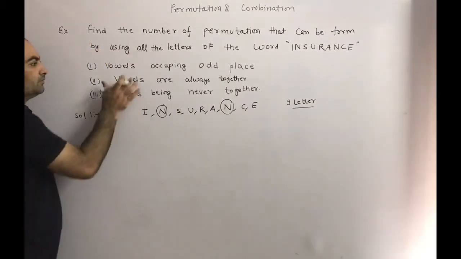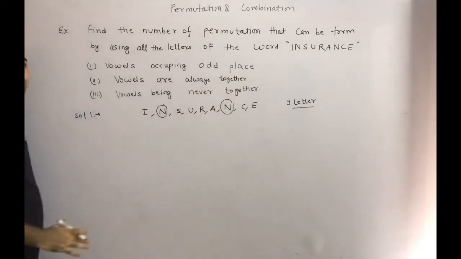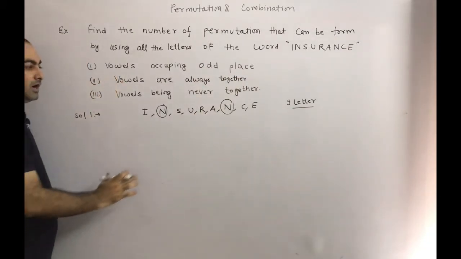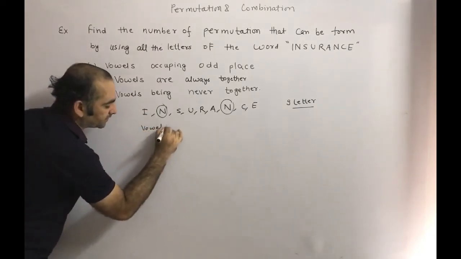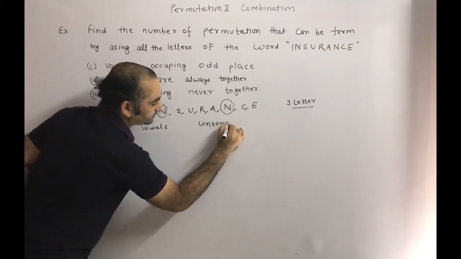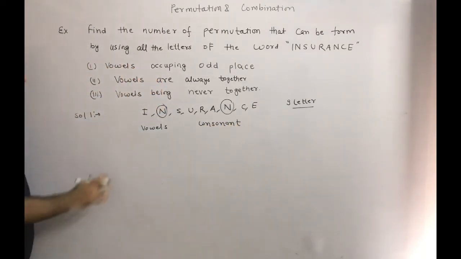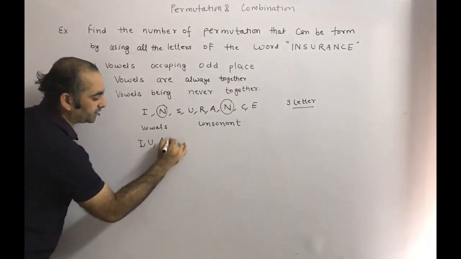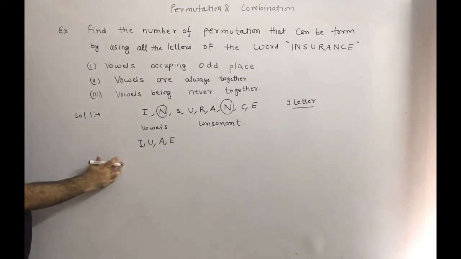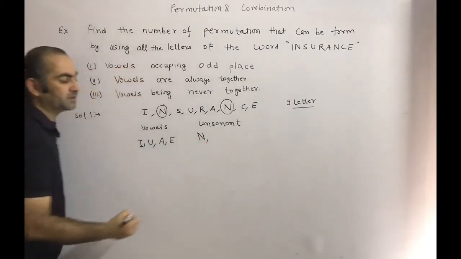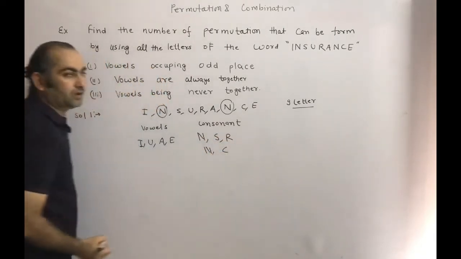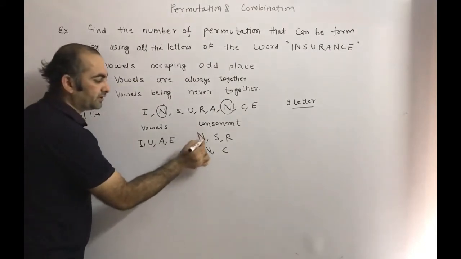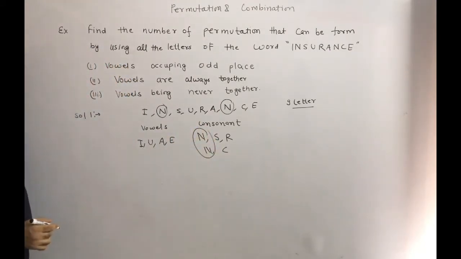Now in the first problem, vowels occupy odd places, so here we have to take care of vowels. That means out of 9 letters, first we have to separate vowels and consonants. The vowels are I, U, A, E, so there are 4 vowels. The consonants are N, S, R, N, and C. You can see that in the consonants, the 2 N's are similar.